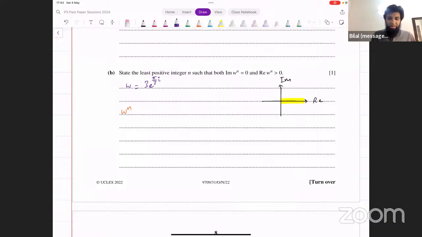Let's think about it. Right now it's pi/3. Pi/3 is going to be somewhere here. This is pi/3. w raised to power n means we have 3e raised to power pi/3 iota whole raised to power n, and that gives us 3 raised to power n. That's going to be the modulus. That's not what we are concerned about. And then e raised to power pi/3 times n iota.